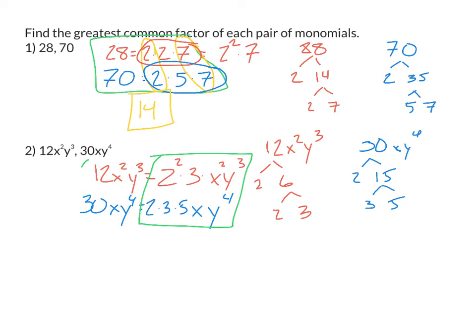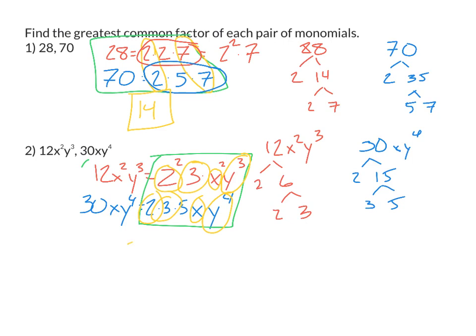Of those numbers, they both contain a 2. Even though the one in red has 2 2's, the one in blue only has 1, so we can only take 1 with us. They both have a 3. They both contain an x. And they both contain 3 y's, and not 4, so just 3 of them. The one in red only has 3 to give, so the one in blue, even though it has 4, that's 1 too many. We want things to go into both, so we need only the y to the third.